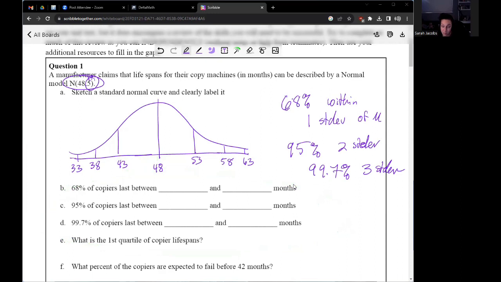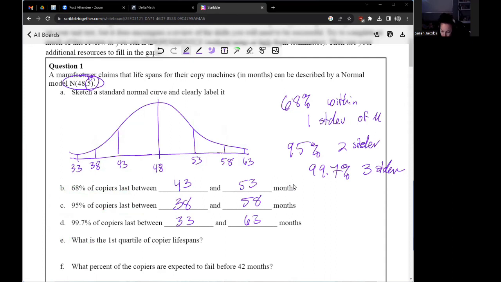It's a really common type of distribution. We use it a lot, but this is just for normal. So that's what this is asking about. So 68% fall within 1 standard deviation. So that's 43 to 53. 95% fall within 2 standard deviations. That's 38 to 58. And then 99.7 fall within 3 standard deviations. So that's 33 to 63.